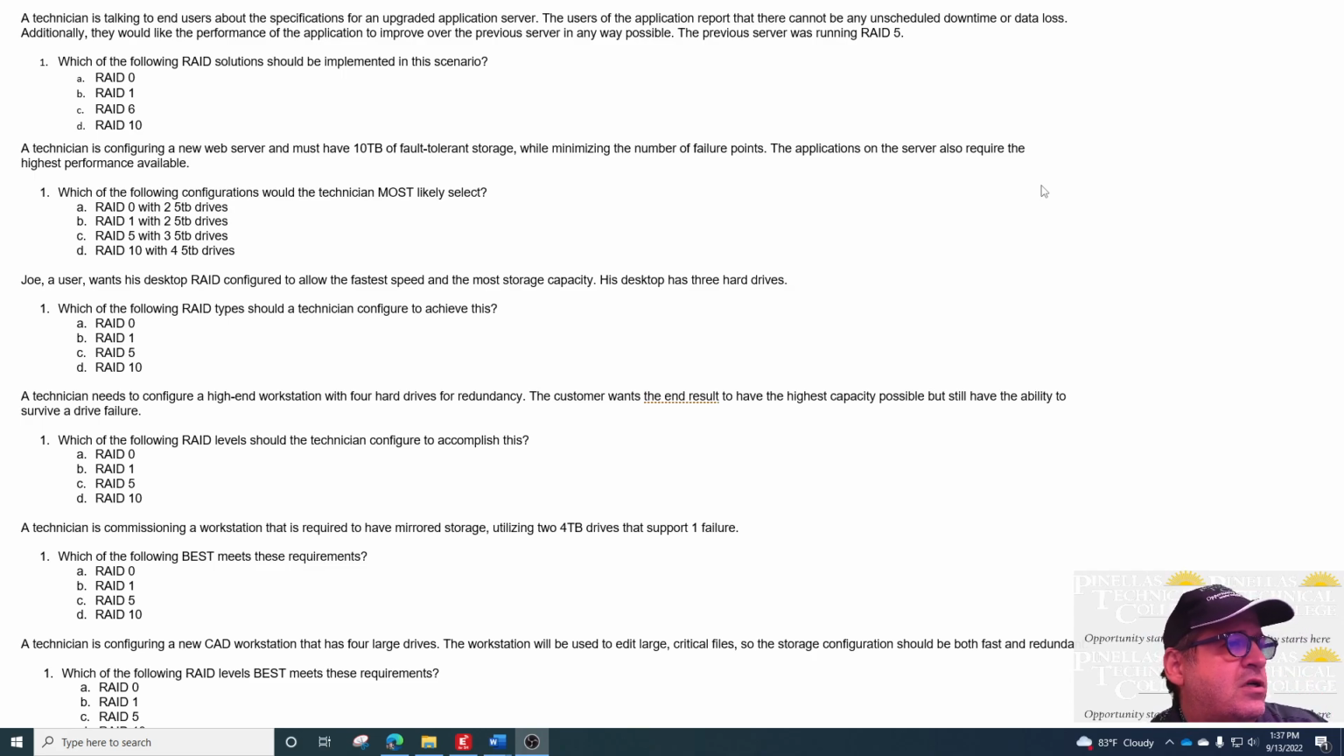A technician is talking to end users about the specifications for an upgraded application server. The users of the application report that there cannot be any unscheduled downtime or data loss. Additionally, they would like for the performance of the application to improve over the previous server in any way possible. The previous server was running RAID 5.